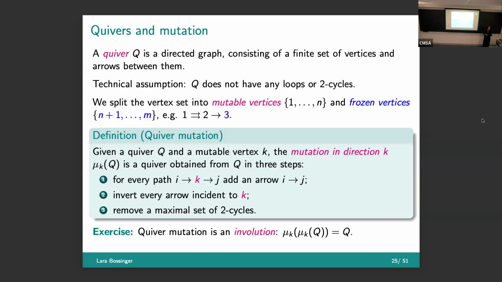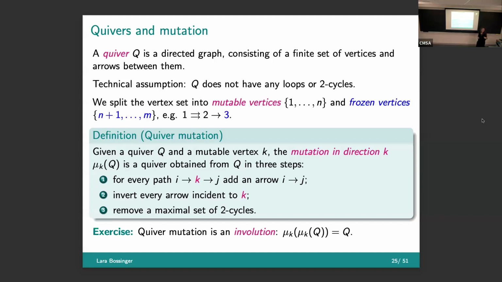There is an exercise on the sheet where you can check that this is an involution. So if you fix your mutable vertex k, you perform the mutation at the vertex k, and then in the new mutated quiver, you again perform the mutation at k, you should get back the same quiver. If you didn't, check again.